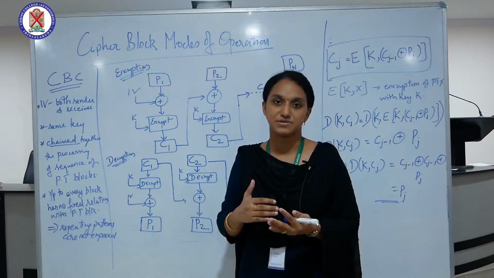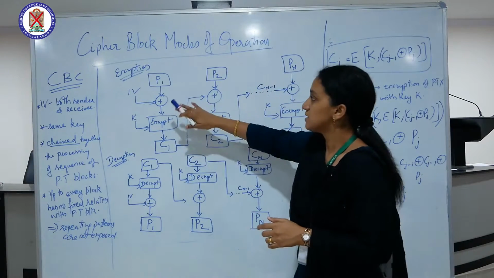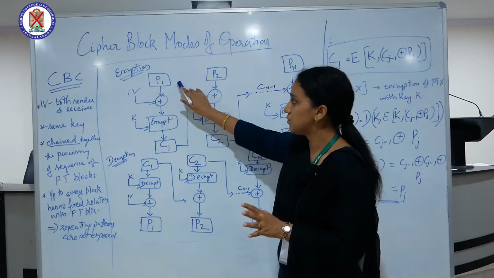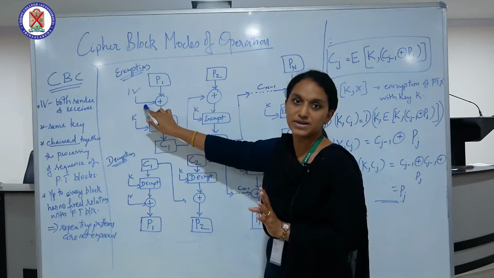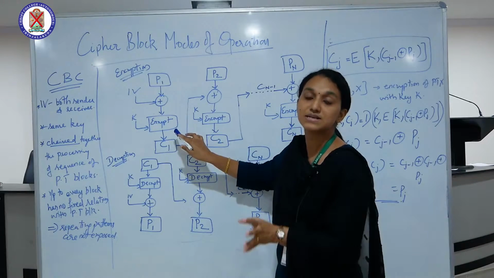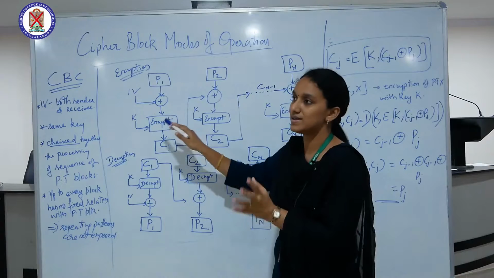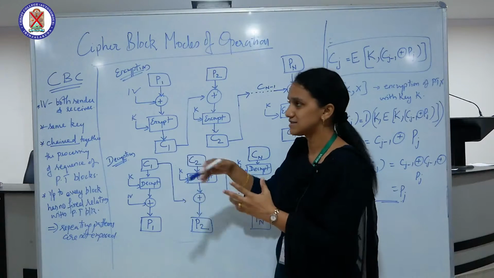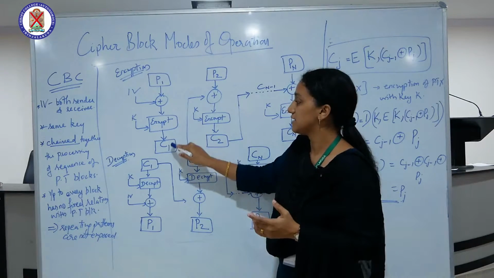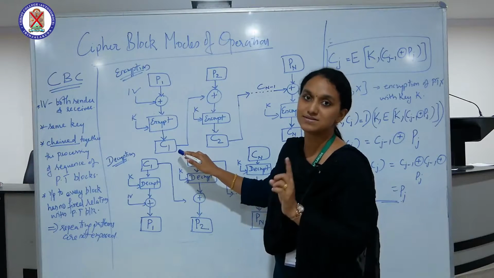Just the process reverses. Okay, let's see. So what happens in the first block, P1? It's XORed with the initialization vector. The result is given as the input to the encryption algorithm, where the key is being used to encrypt it. Some secret key must be used, right? And you produce the ciphertext unit C1.